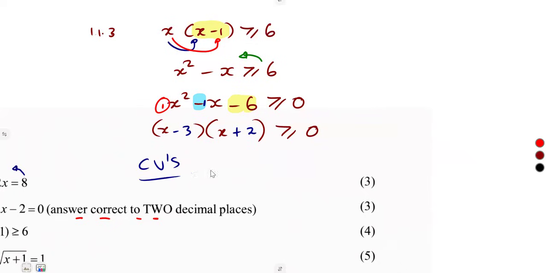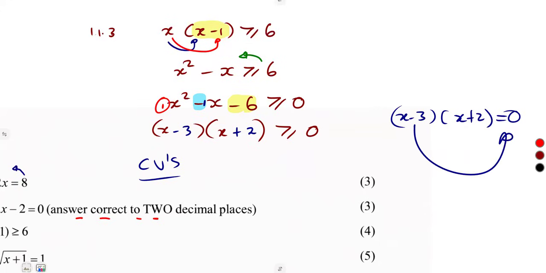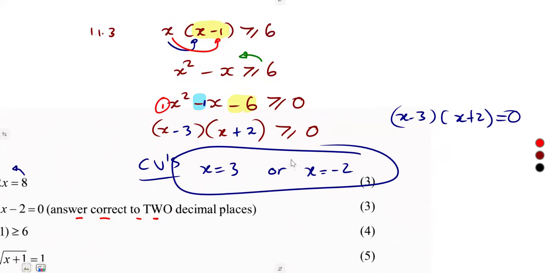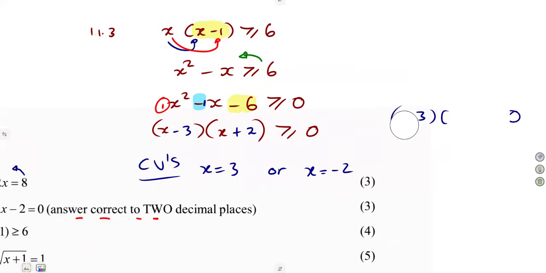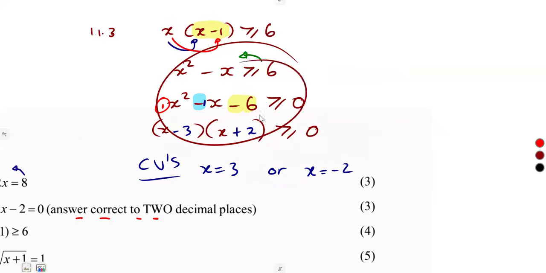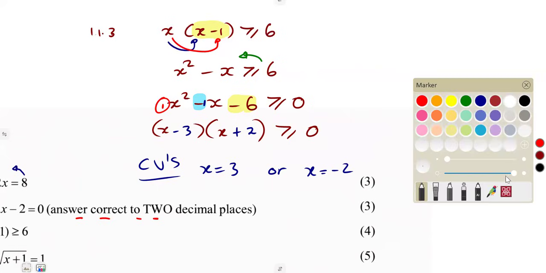The critical values come from solving this as a direct equation: x minus 3 into x plus 2 is equal to 0. Meaning to say, x is going to be what? A +3 on the one side, or x is going to be a -2 on the other side. So these are the critical values, the ones we are going to use to determine the exact solution to the inequality. So which stage can we use?